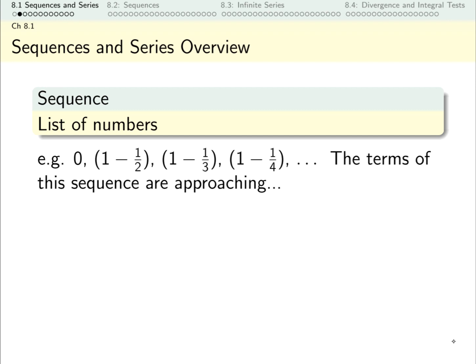I can think about what would happen to these terms over time. So this is 1 minus something, 1 minus something smaller, 1 minus something smaller. And so over time, I can see that these get closer and closer to 1 minus 0, also known as 1.